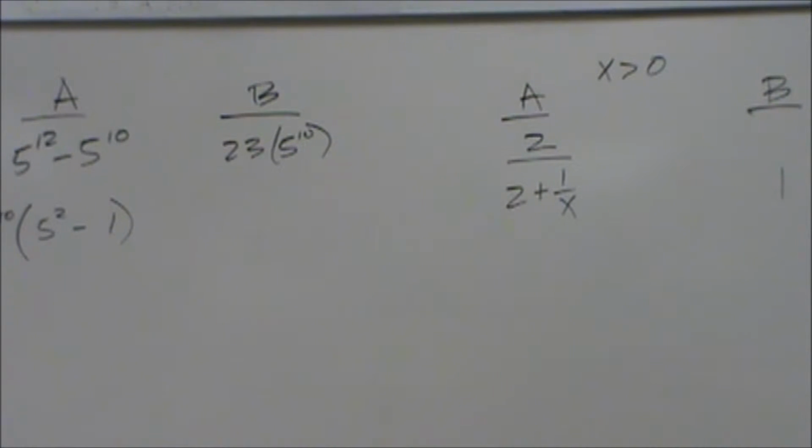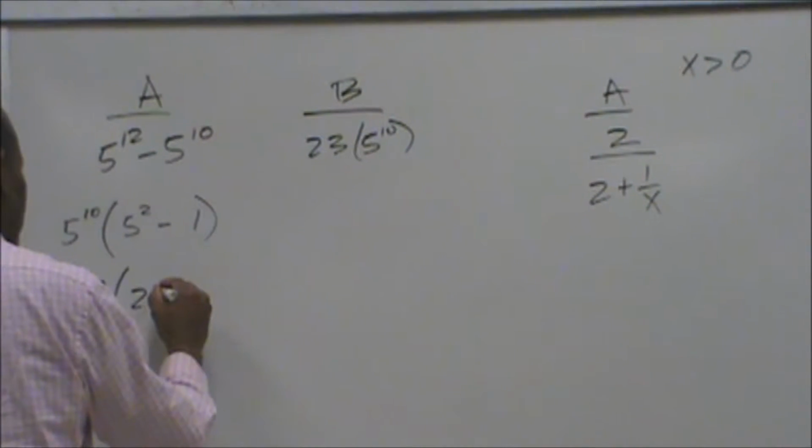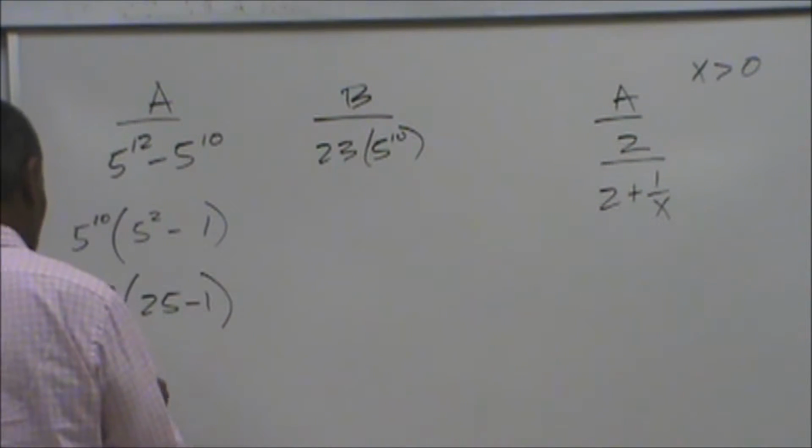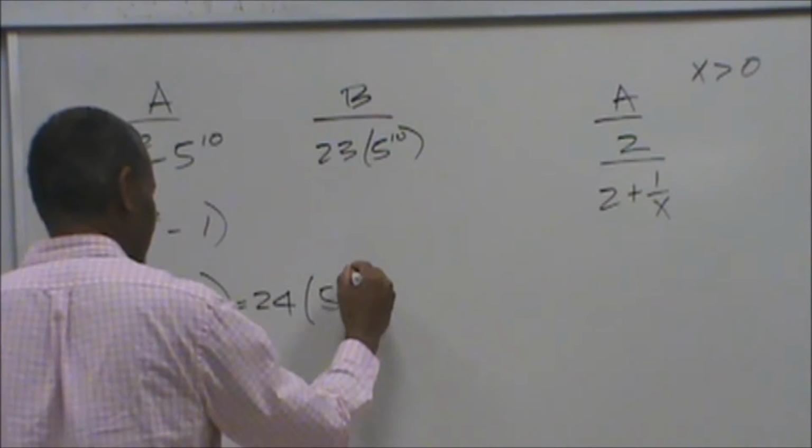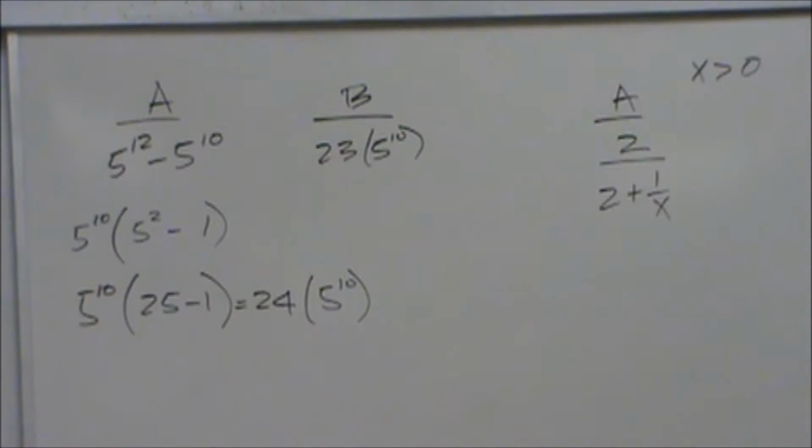Alright? So you can factor out 5 to the 10. That's what you get. So this becomes 5 to the 10 times 25 minus 1. And it gives you 24 times 5 to the 10, which is more than 23 times 5 to the 10. Remember, anytime you have two numbers like that, factor out the biggest common factor. We did this a few times before, and one of these problems is obviously going to be on the test.